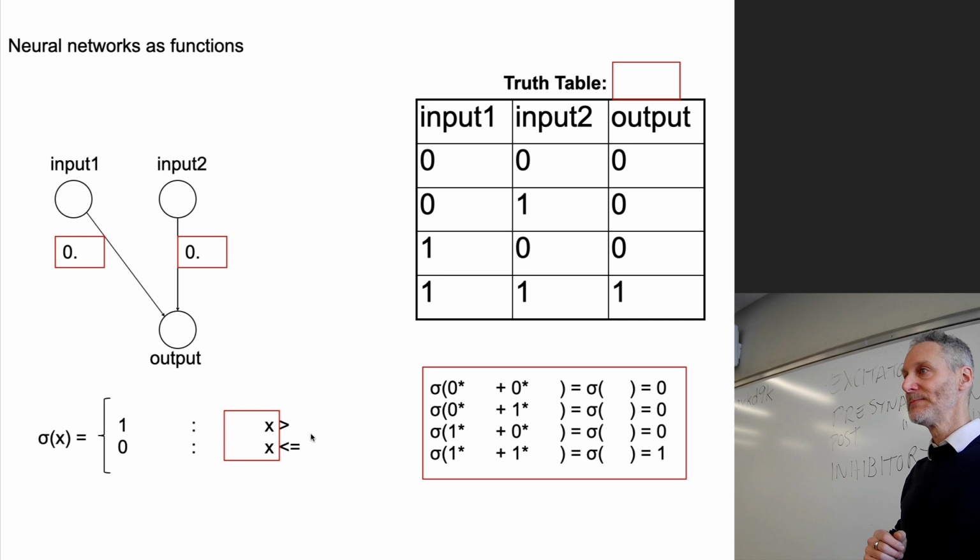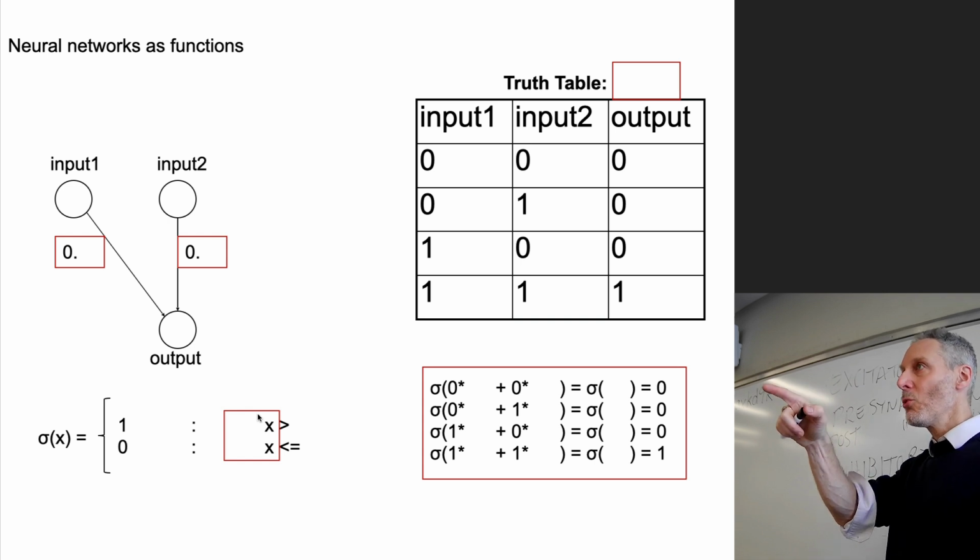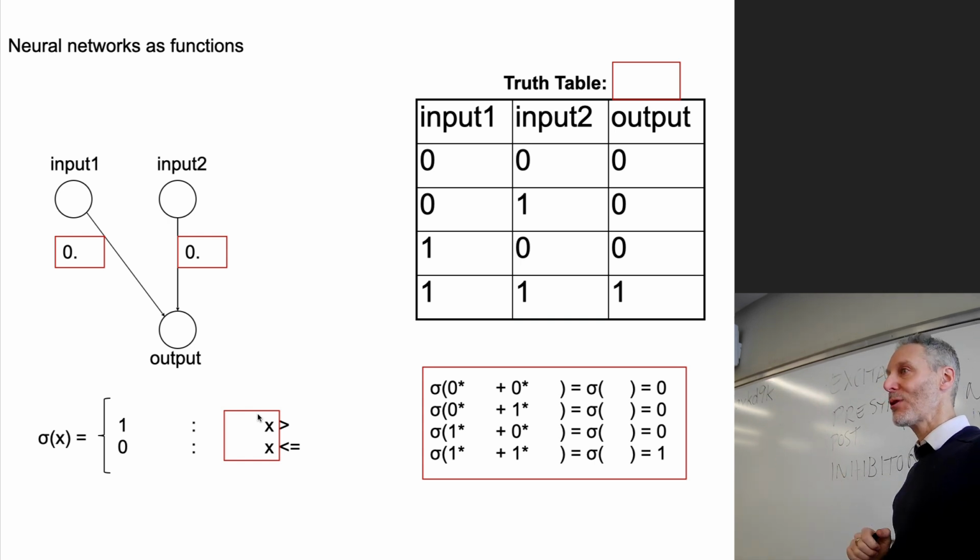Give me one more. Give me another pair of weights and a threshold. Go for it. 0.1, 0.1, and 0.15. Perfect. Okay, everybody see the pattern? 0.1, 0.1, and 0.05 for the threshold will not work.